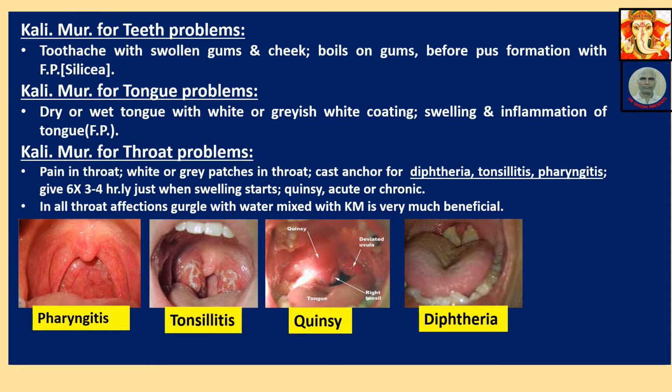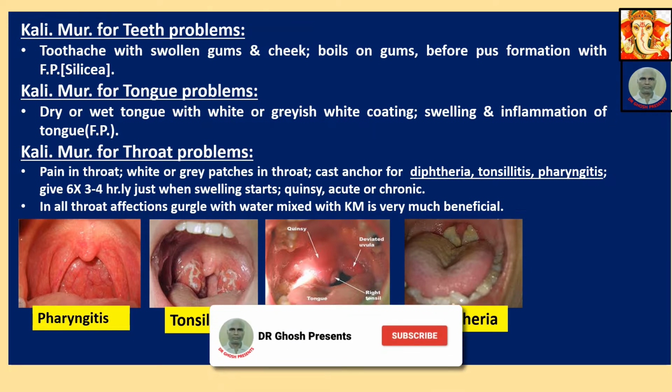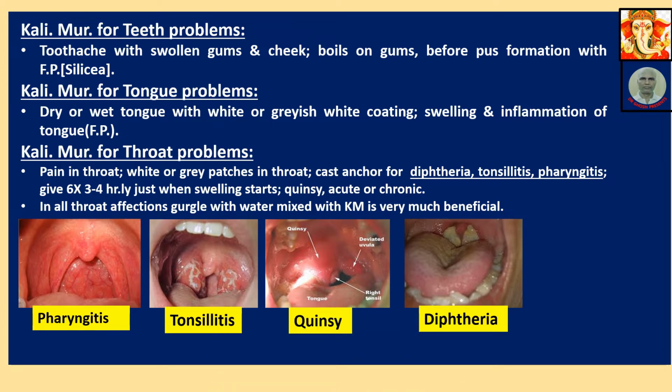Calc Mur for teeth problems: toothache with swollen gums and cheek, boils on the gum before pus formation, with Ferrum Phos. Silicea also may be required in this case, because pus forms in most cases. For pus formation, Silicea, Calcarea Sulph is used, and Ferrum Phos is also used here to arrest the inflammation.